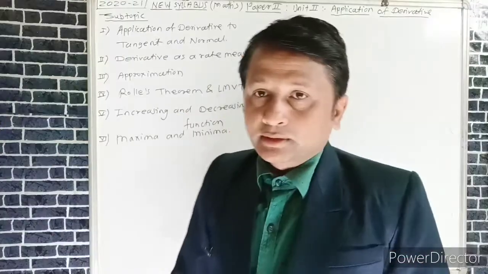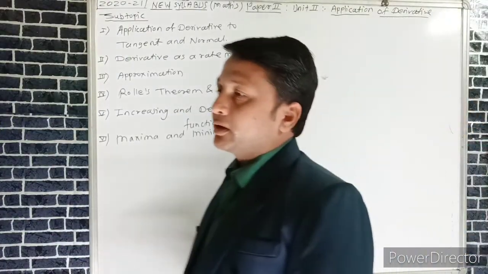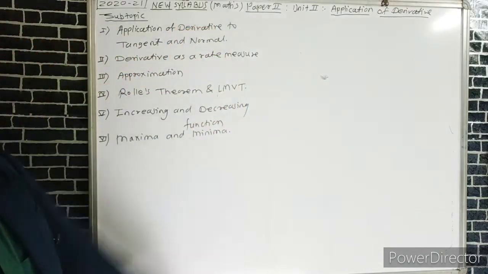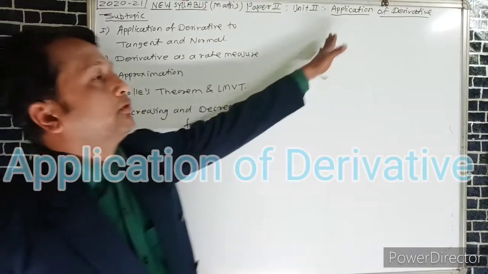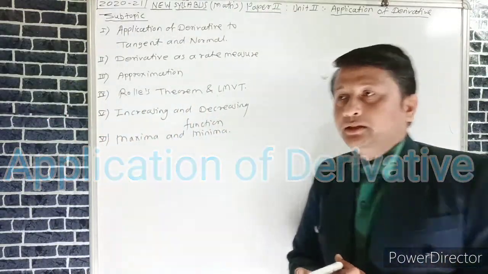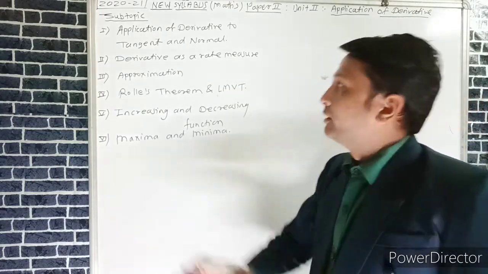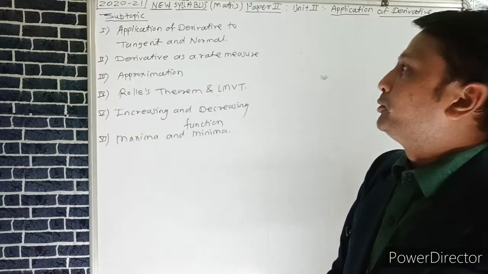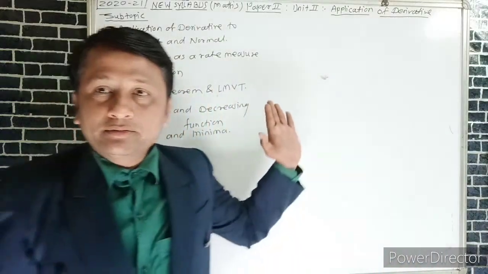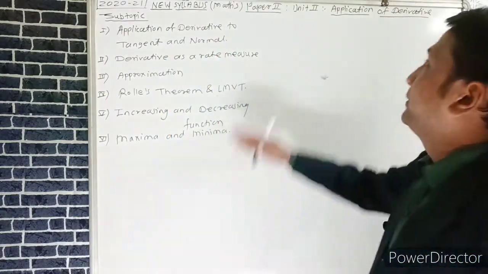So guys, now we start unit number two, class 12 mathematics, paper two: application of derivative. Here, in the application of derivative, we learn the application of derivative to tangent and normal, meaning the geometrical meaning or geometrical uses of derivative. Here application means uses.